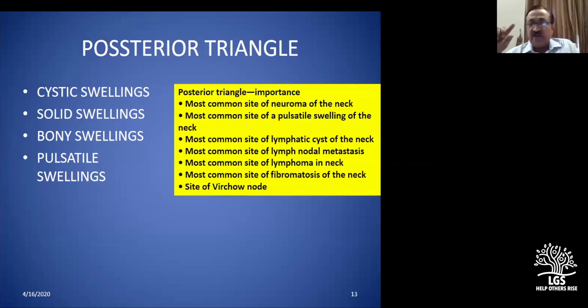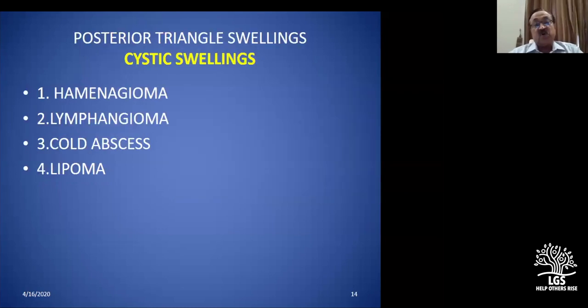No doubt, we generally don't expect postgraduates to give a diagnosis of fibromatosis in the neck. However, an unusual, uncommon situation may come. If the examiner asks you about a hard, fixed swelling, fibromatosis, again the posterior triangle is the site. Of course, it is also the main area of Virchow's node. With this in background, we will move on to some of the common cystic swellings.